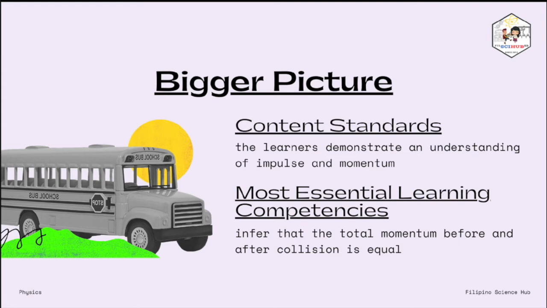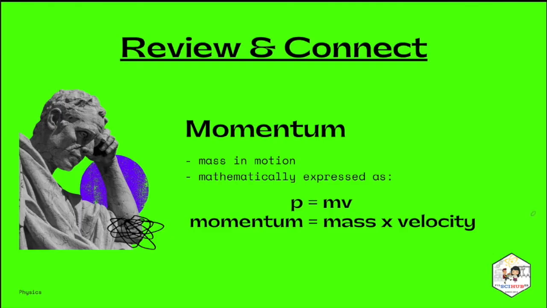Now, before we proceed into discussing how exactly momentum is conserved, let's first take a look back at last week's discussion. So, let's have a review and connect. Last week, we discussed momentum and described it as mass in motion, mathematically expressed as small letter p equals mv, with the standard units of kilograms meters per second, and we discussed that it is a vector quantity having both magnitude and direction.